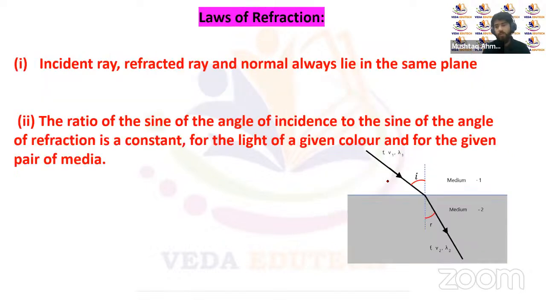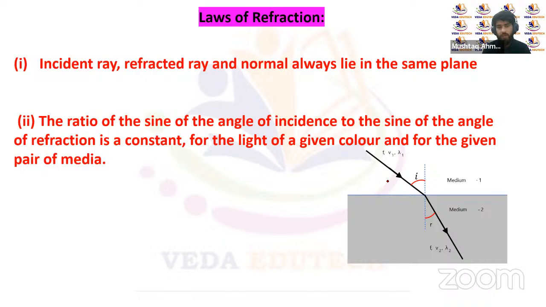So there are certain laws on which refraction takes place. In the same manner as the laws of reflection, refraction also follows certain laws. One of the laws is that the incident ray, the refracted ray, and the normal always lie in the same plane. They will not be out of plane; they will be in the same plane. This is the first law of refraction.